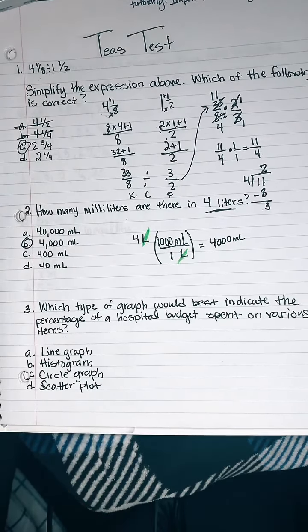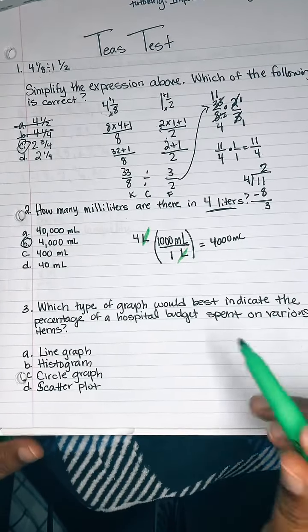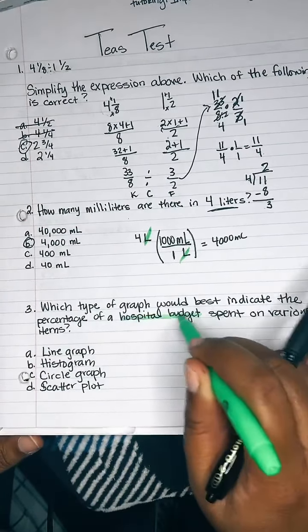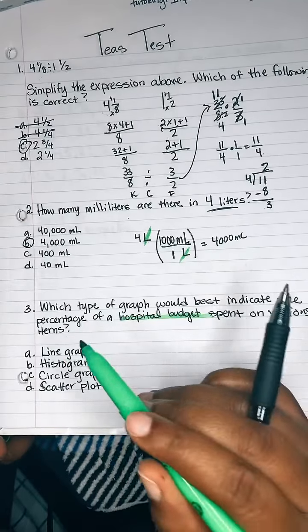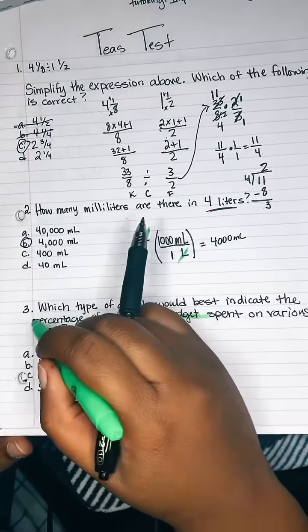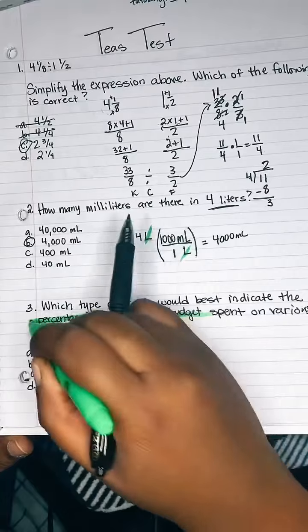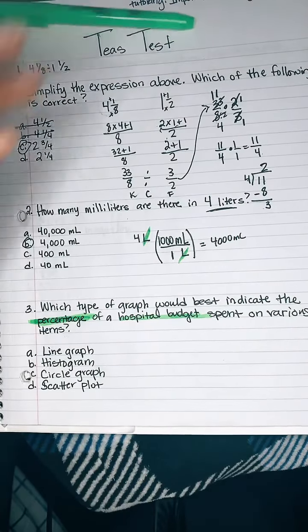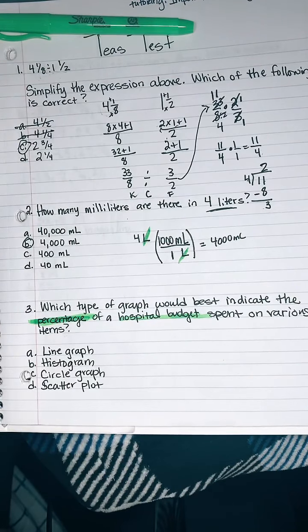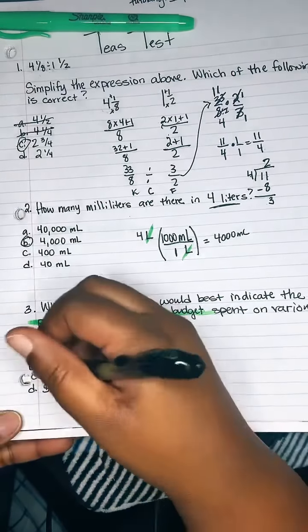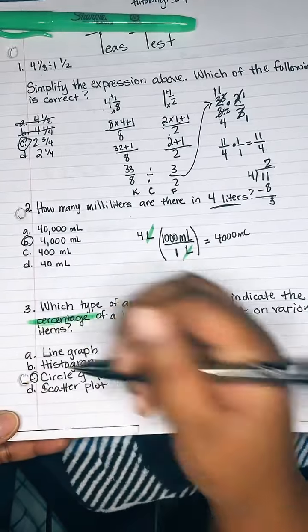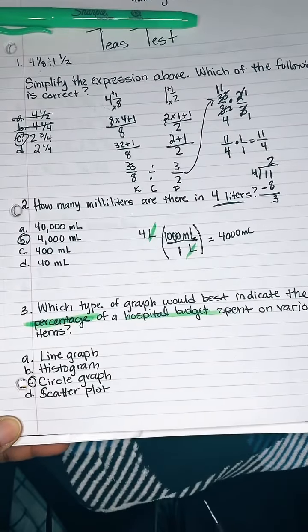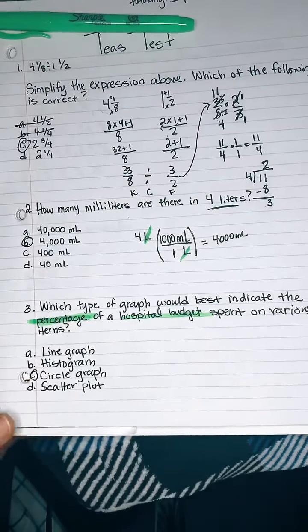Okay. Because you think of like a hospital budget, right? But as soon as you see this word percentage, it's always going to be best represented as a circle graph.